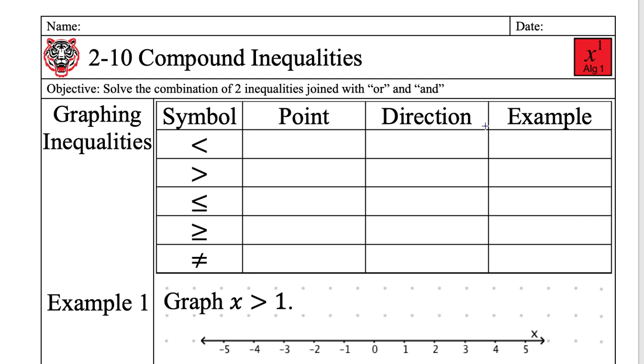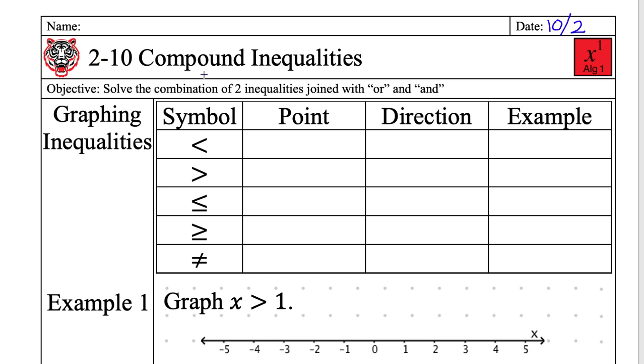Okay, so this is Algebra 1. Today's date is Wednesday, October 2nd, 2019. I am recording this at home because I am at a math teacher meeting. Today we were doing 2-10 Compound Inequalities.